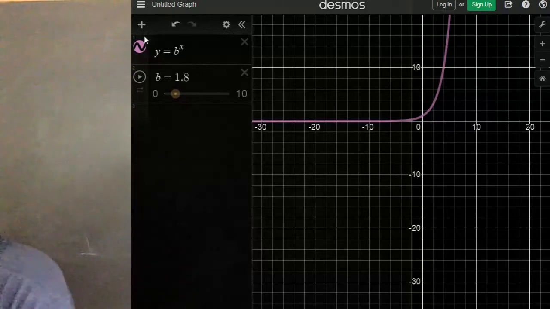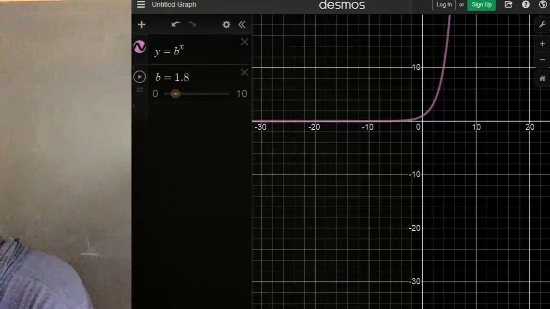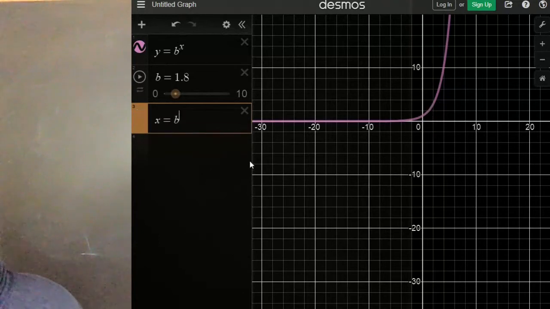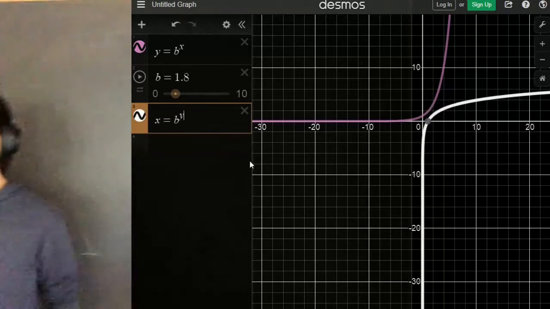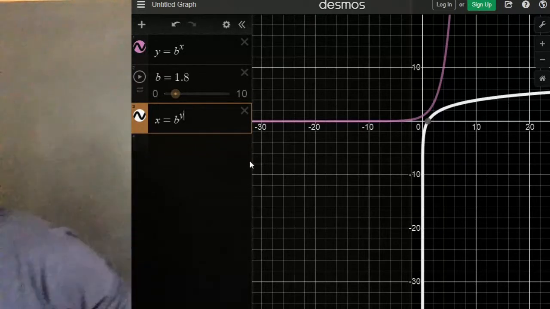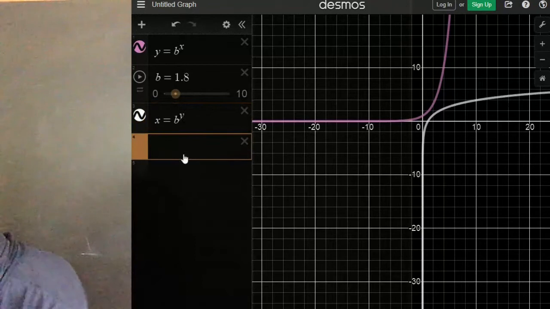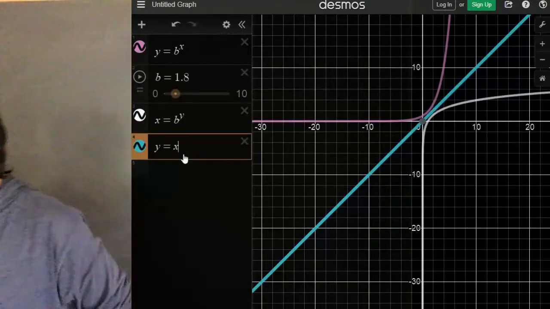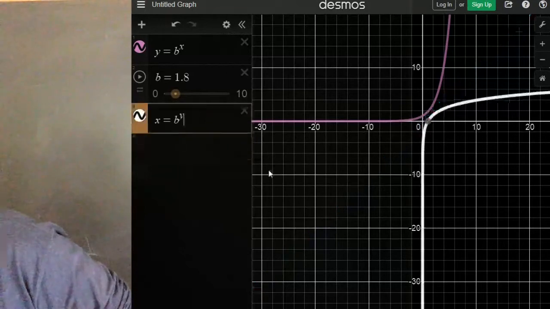So how do we find the inverse? Well, what we do is we swap the role of the input and the output of the function, right? So the inverse would have the following form: x is equal to b to the power of y. And there you can see it in white, right? This is what happens when we reflect that line in pink there across this line y equals x, right? We swap the roles of x and y.